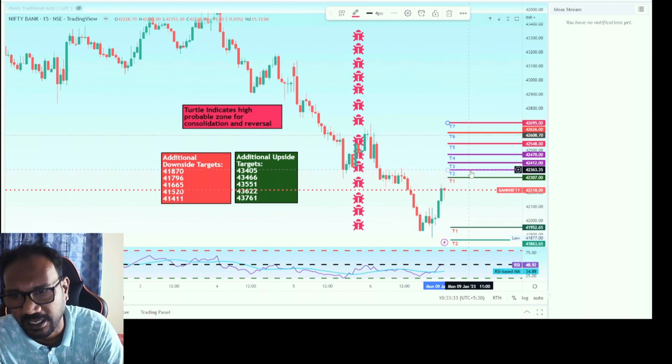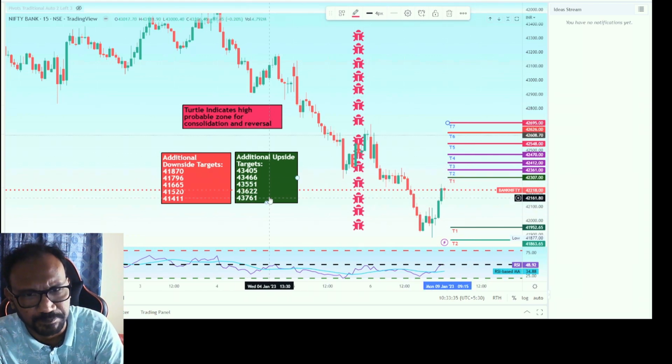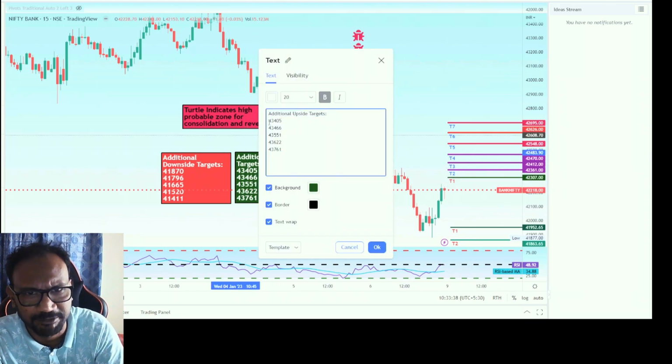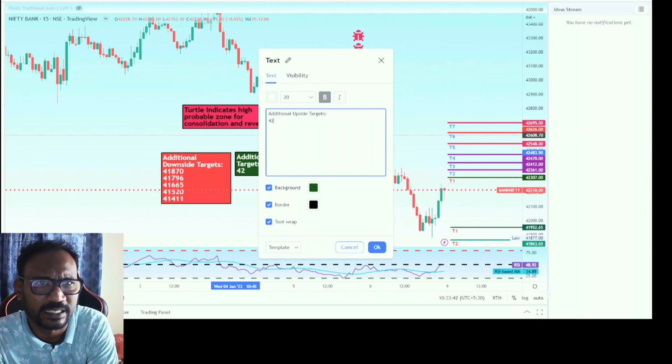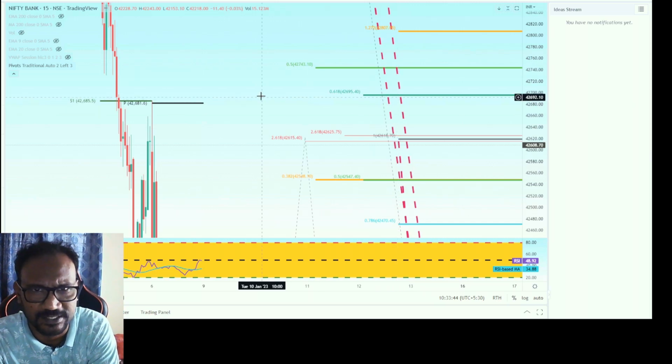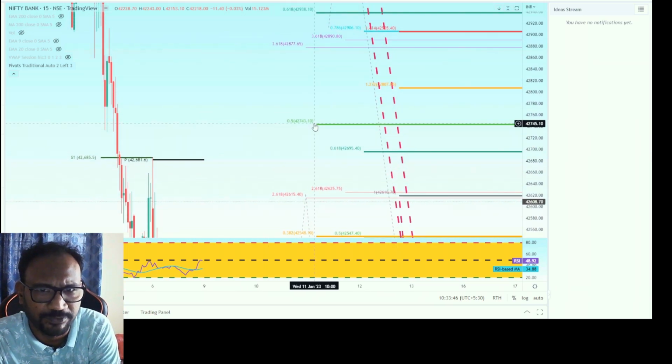Right. So we have 7 levels drawn, and in order to be safe, because the market could sometimes keep on trending, you should know where would be the next level of resistance. So we are going to see a few more. This is 0.5, so I would take it as it is. 42,743.